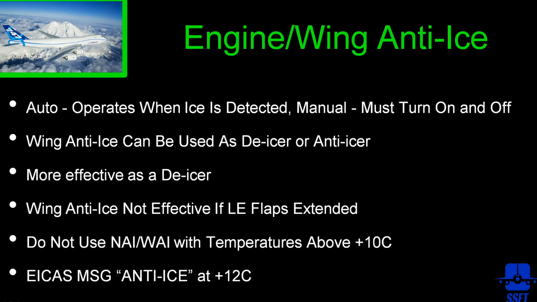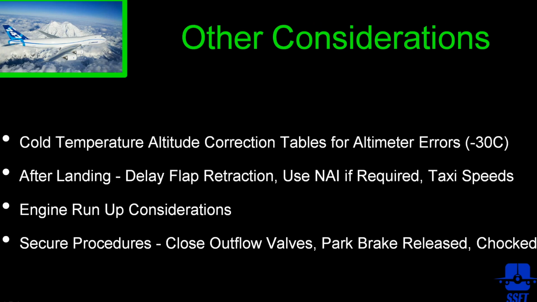You will get an ICAS message that says anti-ice if you're at 12 degrees Celsius and you still have the nacelle anti-ice on. Then you're going to get a message basically telling you it's too warm to be using nacelle anti-ice or wing anti-ice. There's other considerations that are talked about. And by the way, all these things are talked about in the adverse weather section. So if you're interested, go read that section.